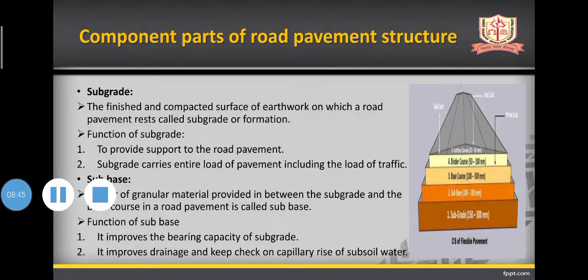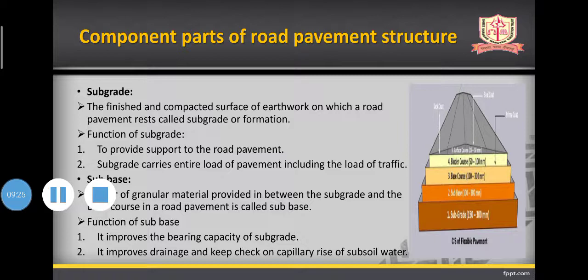What is the main function of this subbase? The main function of this layer is to improve the bearing capacity of the subgrade. If we provide boulders or big size aggregate, obviously the bearing capacity will increase, meaning our road should not deform because of the load coming from traffic or different layers, or because of climatic change. It can bear it, and that's why the bearing capacity will increase.